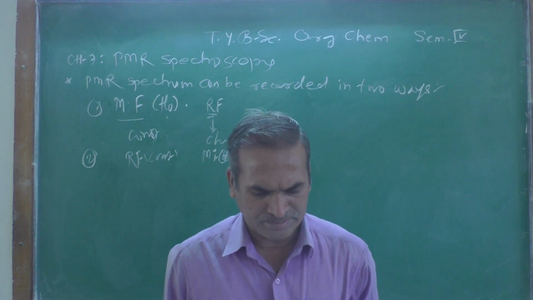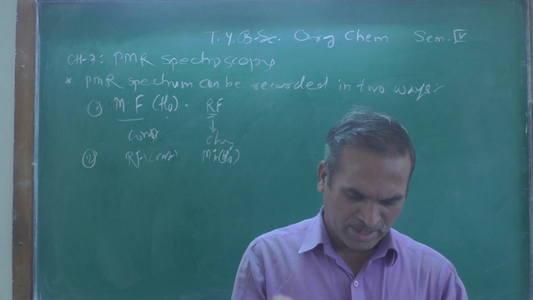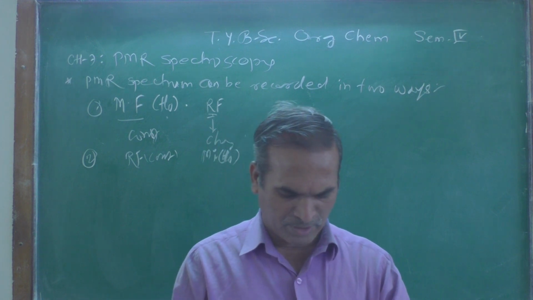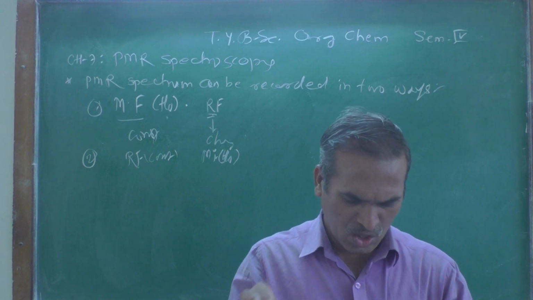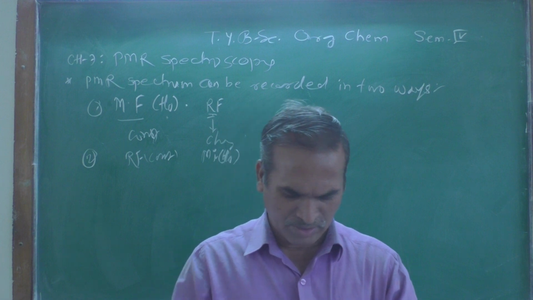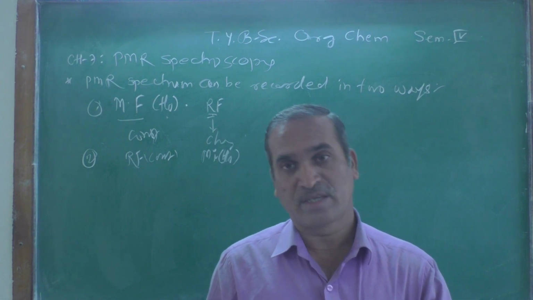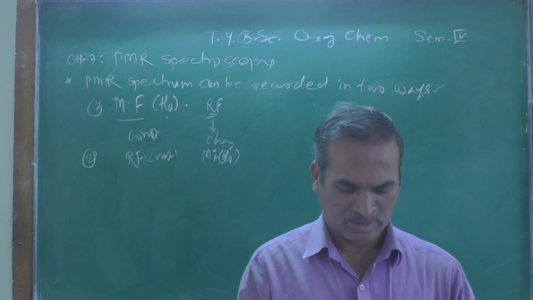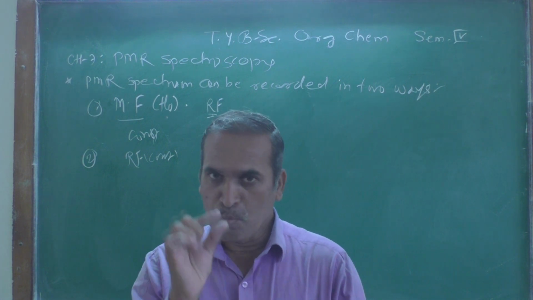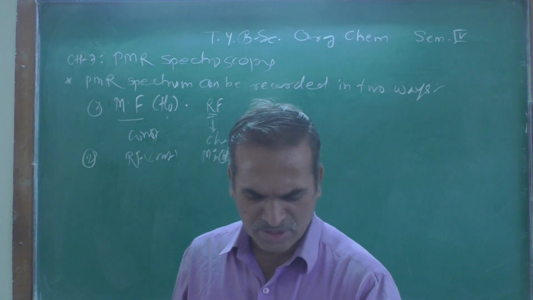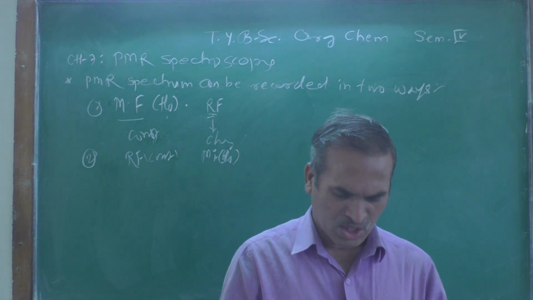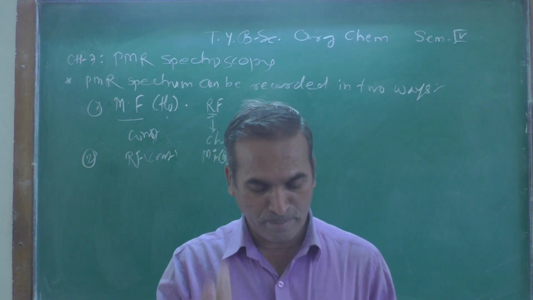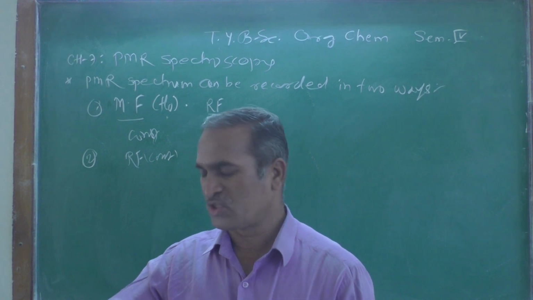It is easier to change the magnetic field more accurately than changing the radio frequency, and hence all PMR instruments work with a fixed radio frequency and changing magnetic field. So it is one of the best ways. We can change that knob by changing the magnetic field.